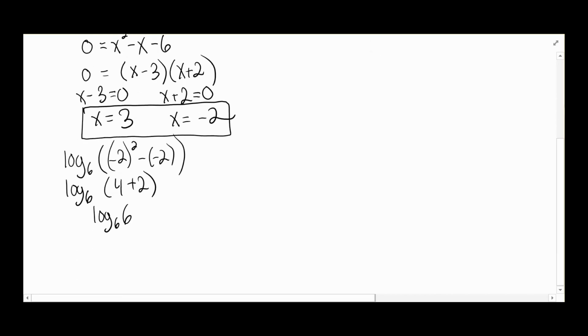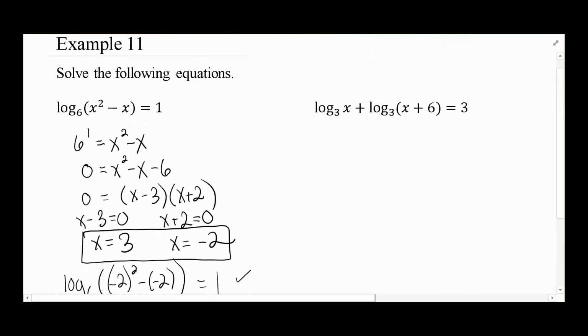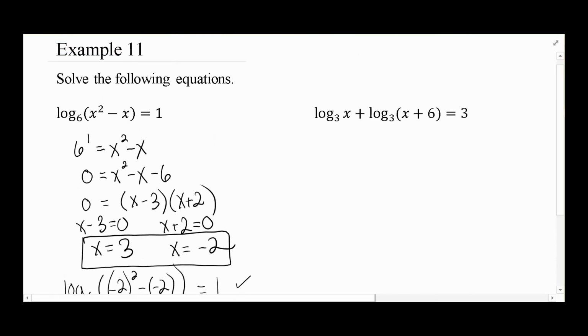And log base 6 of 6 really does equal 1, which is what I was trying to get. So that negative 2 really did work. And quite frankly, the only thing that's going to run us into problems is this second example, when we have to use a property of logs. When we use a property of logs to make a single log, that's when we've got to be careful.